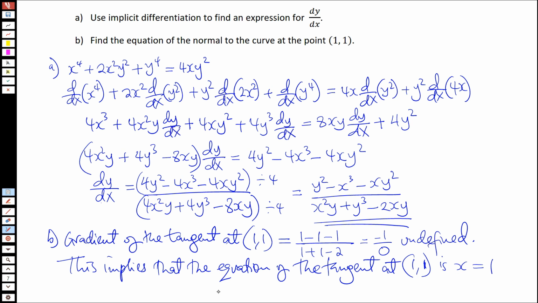So the equation of the normal at (1, 1) is y equals 1. Because the normal and the tangent are perpendicular to each other at the point where they meet. And because this point happens to be (1, 1), the equation of the tangent is x equals 1, and the equation of the normal is y equals 1.